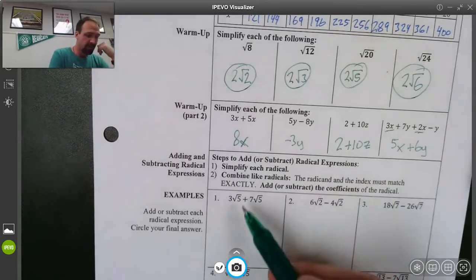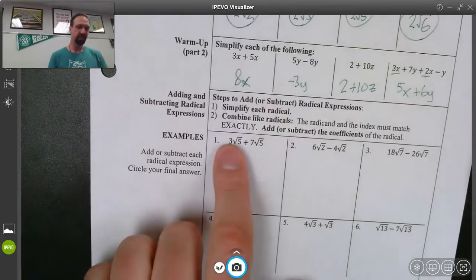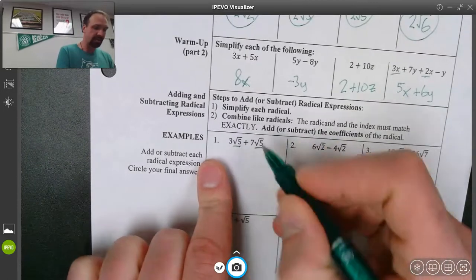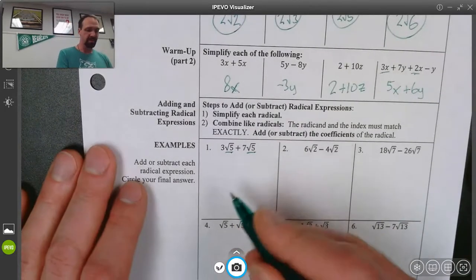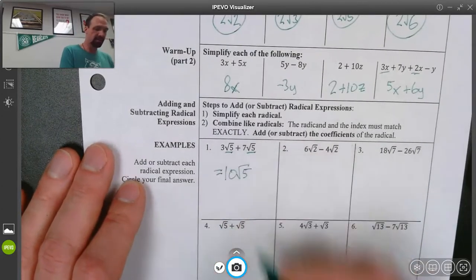So for number 1, it says add or subtract each radical expression, circle your final answer. Hopefully I remember to actually circle this time. So here, this part here has to be exactly the same to be able to combine it. It is 3 square root of 5 plus 7 square root of 5. So 3 and 7 is 10 square root of 5.